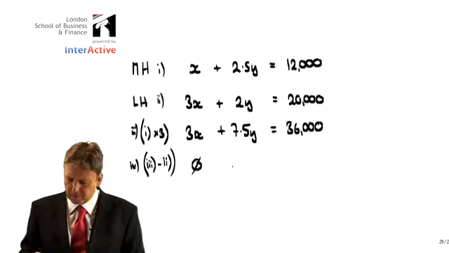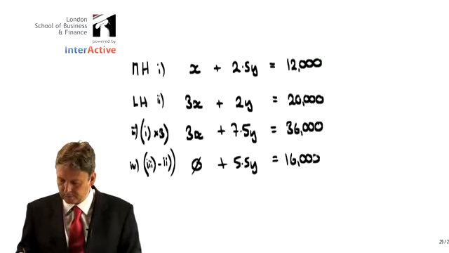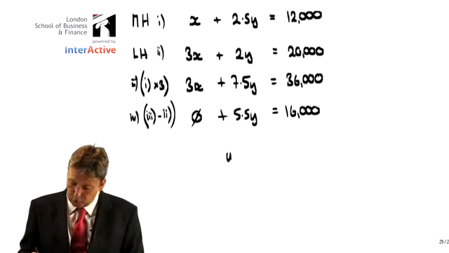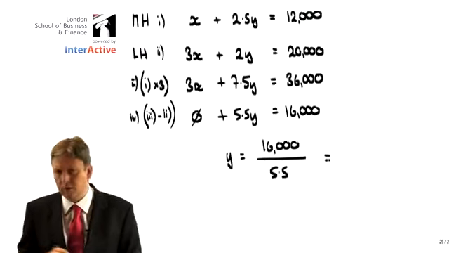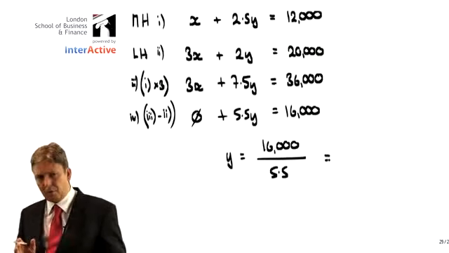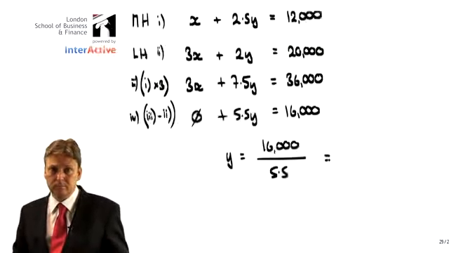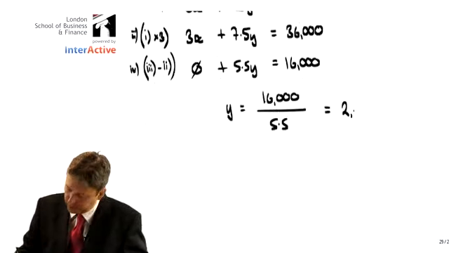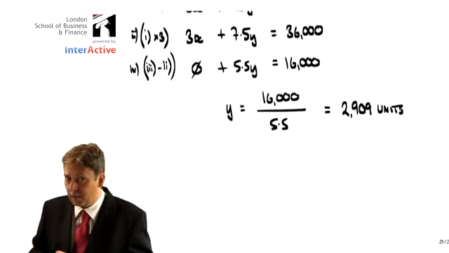3x minus 3x gives you nil. Fantastic. 7.5y minus 2y gives us 5.5y. And 36,000 minus 20,000 gives us 16,000. Not bad. Therefore, y will equal 16,000 divided through by 5.5. I don't know if you remember, but we said that we were pretty sure it was 3,000 units. Is that the case? I don't think so. Well, okay, if we do the calculation, we end up with 2,909 units. Very awkward. But remember, this could easily happen in the exam.